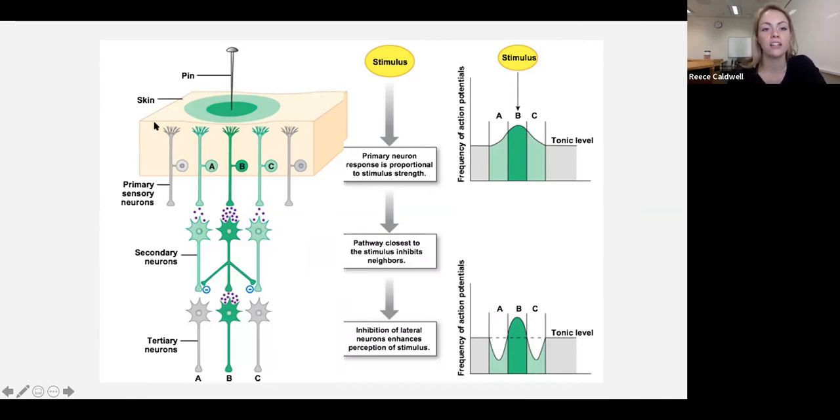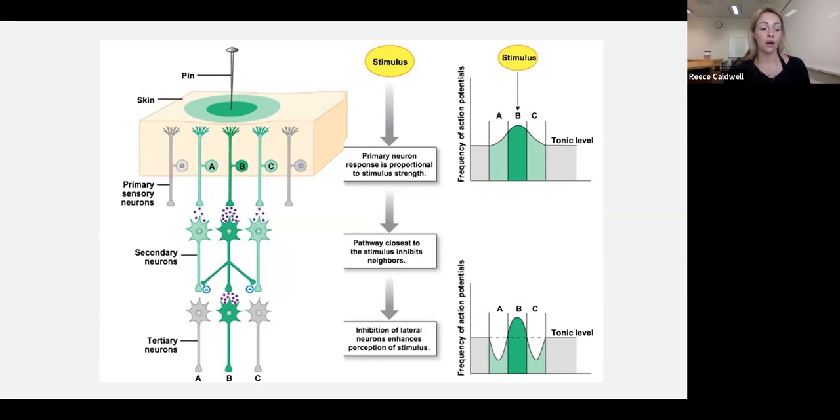So let's break this figure down. What we see here is a piece of the skin. We have the skin and we are poking it lightly with a pin. We're not penetrating the skin, so we're not causing pain. We're just lightly poking it with a pin. What receptors are picking up light pressure or light poking?